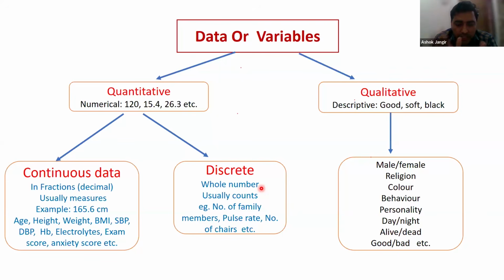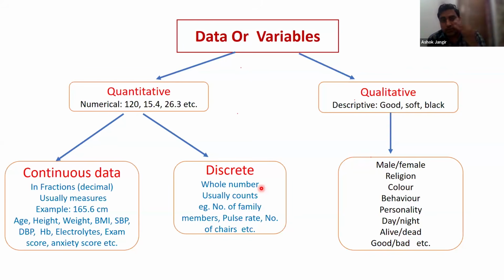And number two is discrete data. We cannot present it in decimals or fractions. We have to give a full whole number. Usually we are counting it. For example, number of family members. If I ask any participant how many family members you have, you have to give one answer: 3, 4, 5, 6, 7, whatever. Always and always it comes in a whole number, a full number.